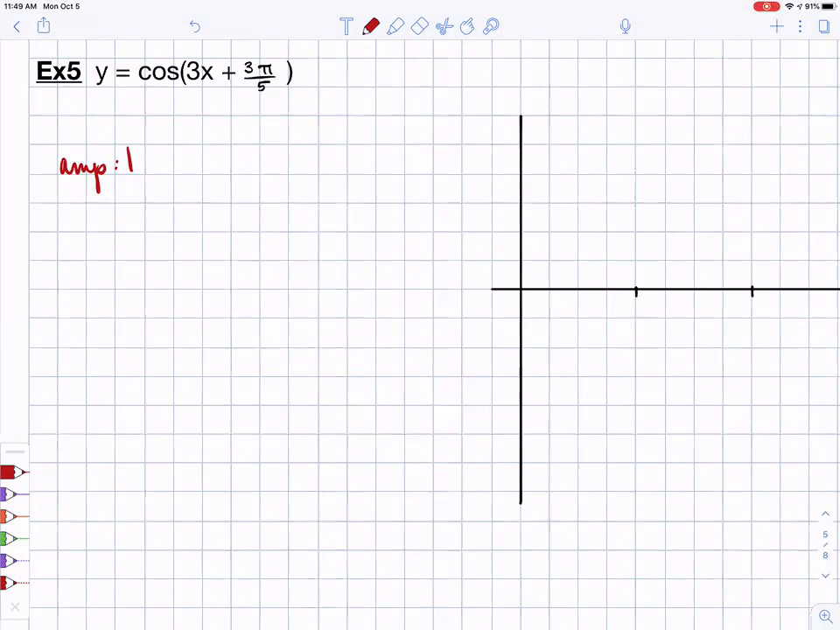Let's write it in the standard form. I cannot have that b value along with the x, otherwise my formulas won't work well. So you remember factoring is just division. So you take your 3x, you divide out a 3, that's why we're left with an x. We all know that, okay? Take 3 pi over 5, divide out a 3, what's left? Pi over 5.